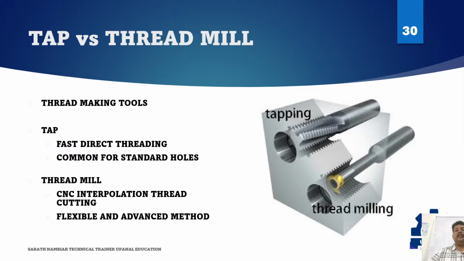A special cutter moves in a circular interpolation path to generate threads. Why use thread milling? Because it offers flexibility. Different sizes may be handled depending on the setup. In some applications, it may reduce risk compared to broken taps. Especially larger threads or difficult metal can benefit, depending on the process.